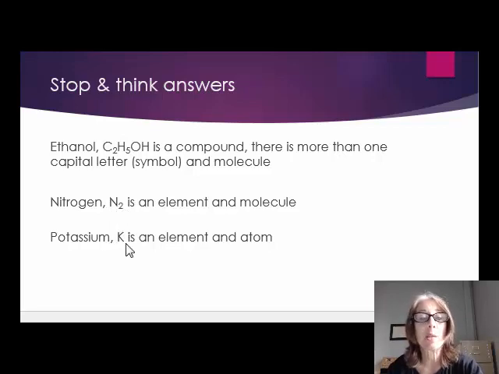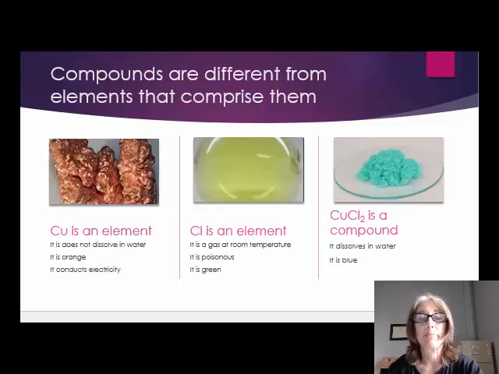The symbol of potassium listed only has 1 capital letter, so it's an element, and since there's no subscript, this represents an atom. An important thing to keep in mind is that compounds have properties that are different from the elements that comprise them. Let's take a look at copper 2 chloride, which is made up of copper and chlorine.